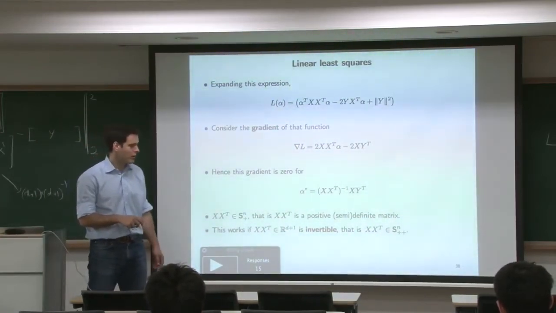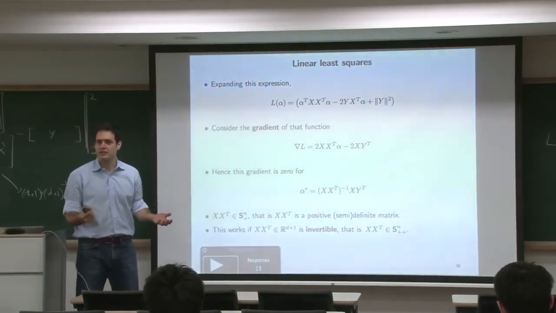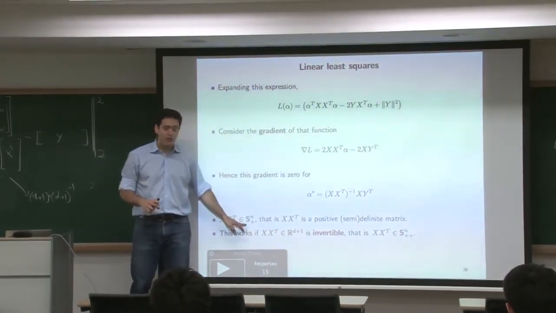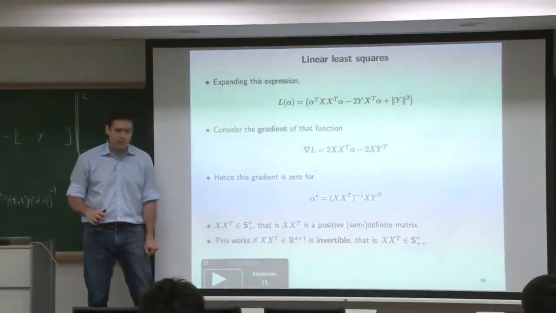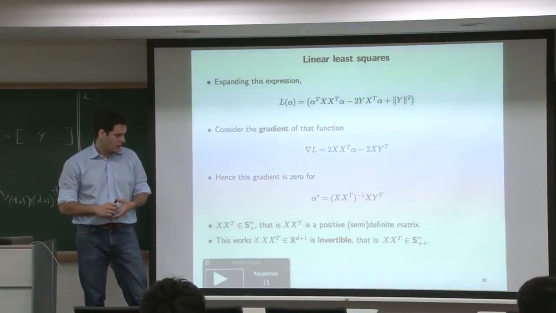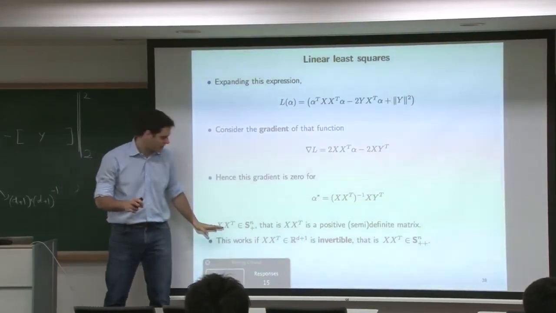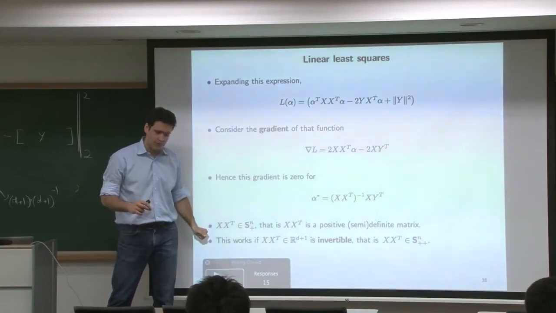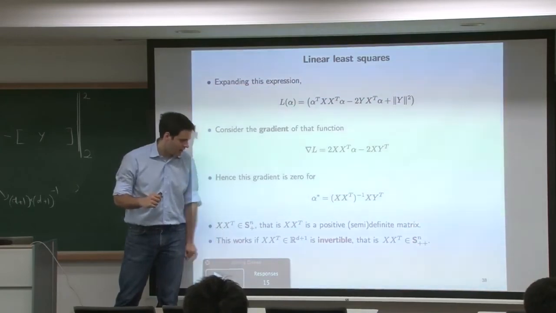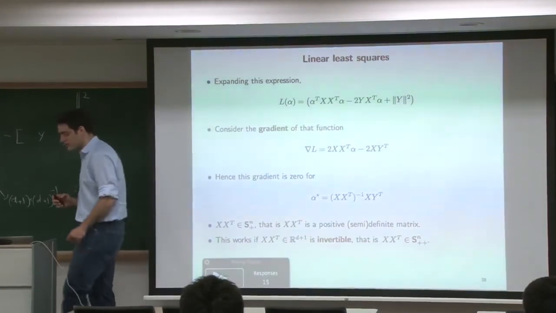Well, the first problem you have to think about is that whenever you use an inverse of a matrix, it's dangerous. Things can go wrong, right? So if x x transpose is positive definite, so I write Sn plus for the set of positive semi-definite matrices, then this works. And it works if it's invertible. Sorry, I said something wrong. X x transpose is always a positive semi-definite matrix. And if it's definite, that is invertible, then everything works.